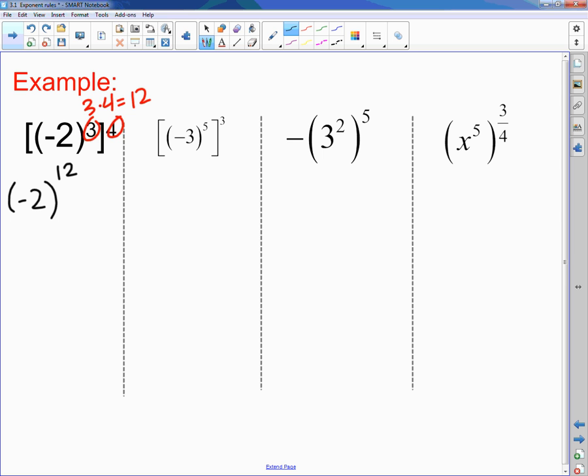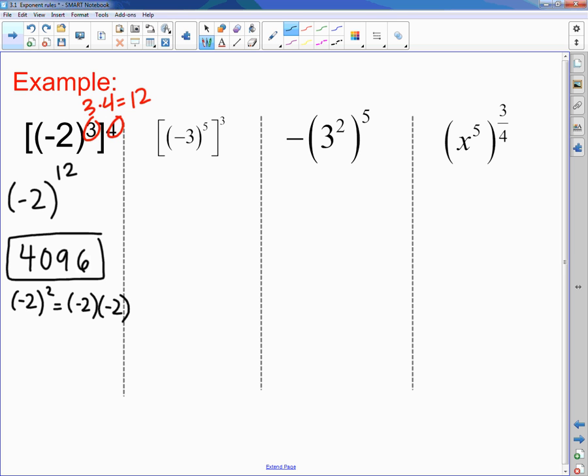If you plug that in your calculator, again, make sure you put the negative in the parentheses. When you raise that to the 12th, you should get a positive 4,096. And a quick idea behind this: if you take negative 2 and square it, that's really negative 2 times negative 2. When you multiply a negative times a negative, you get a positive, which is why we get a positive when we square a negative number.